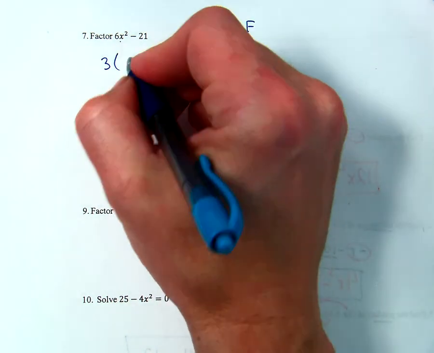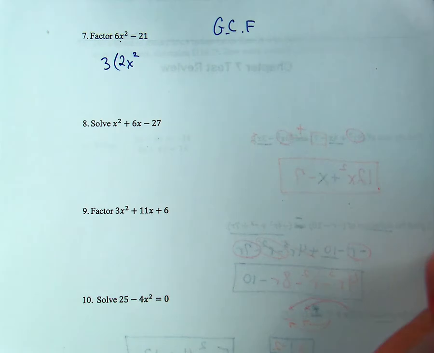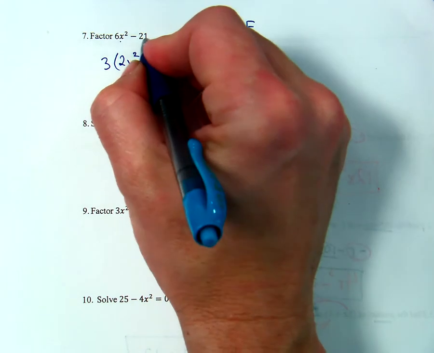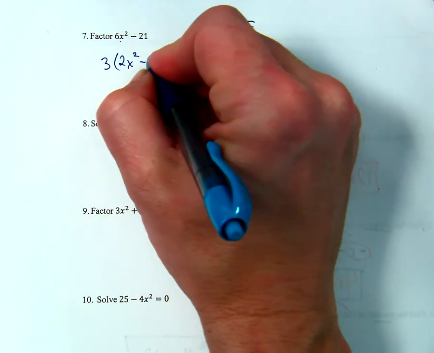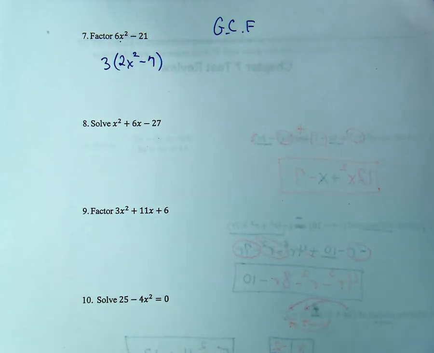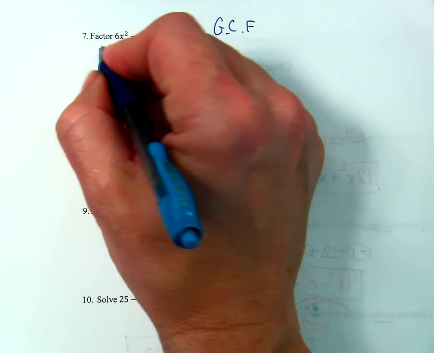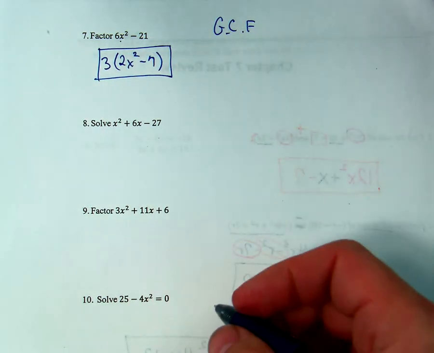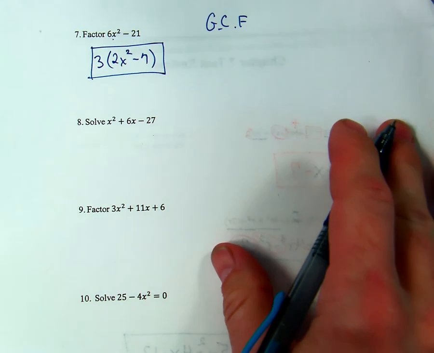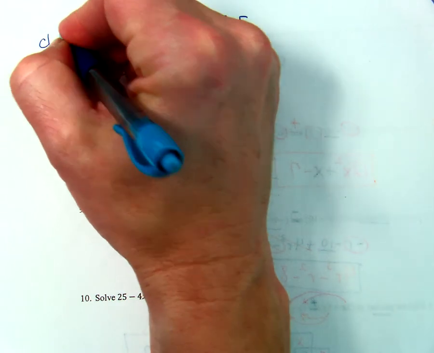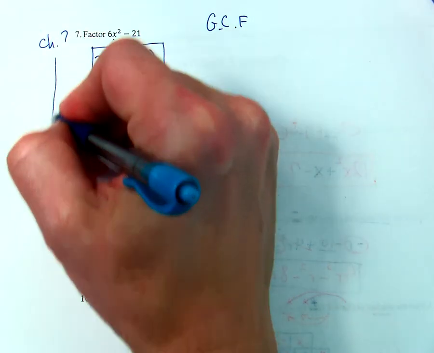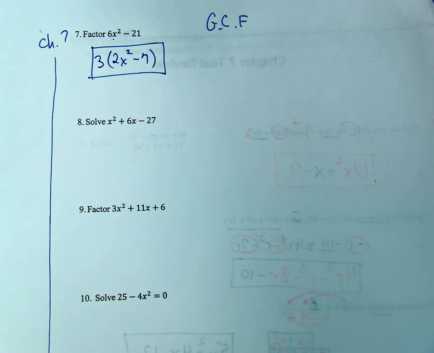When we divide this by 3, we get 2x squared. And then we divide negative 21 by 3, we get a negative 7. That's pretty much as far as we can go with that. So this is our factored form of 6x squared minus 21. Again, this is still chapter 7, so we're not moving away from chapter 7 until we get down past number 12 down here. We'll see that in just a second.